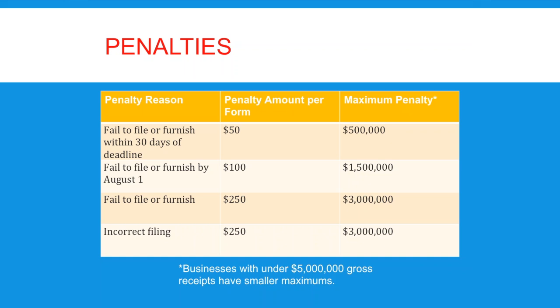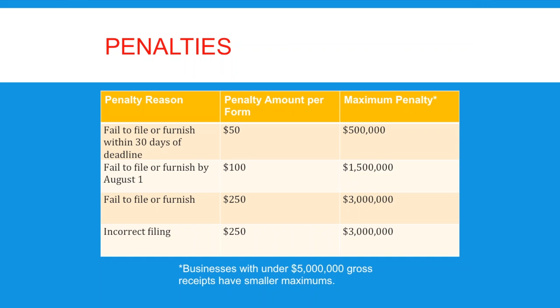If you have a bunch of incorrect filings, your maximum penalty would be $1.5 million at $250 each. So it can be a very intense process and very detrimental to your business if you do face these penalties, either for failing to file or filing with incorrect information.